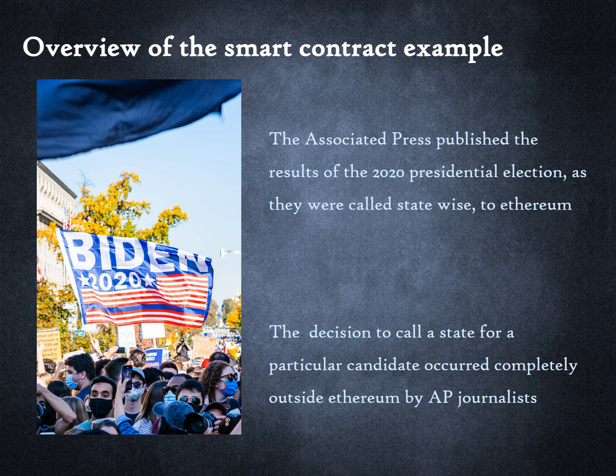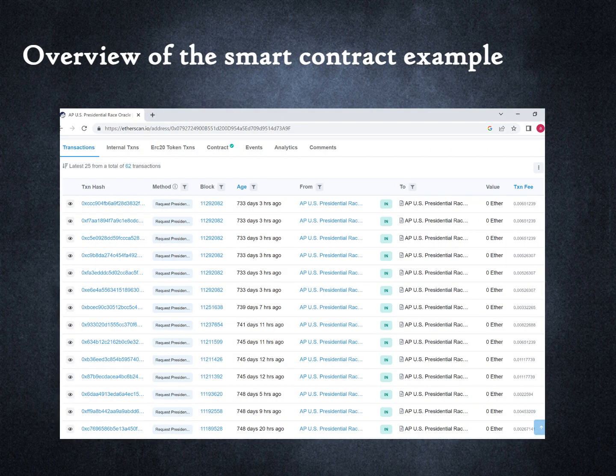Next, we will see how the presidential election smart contract worked. Let us go back to the contract address for the presidential election. We see 62 transactions associated with this address. One of these transactions, we just learnt, created the contract in the first place. The remaining transactions triggered the execution of the code in the contract. Next, we will open one of them to understand how these transactions worked.